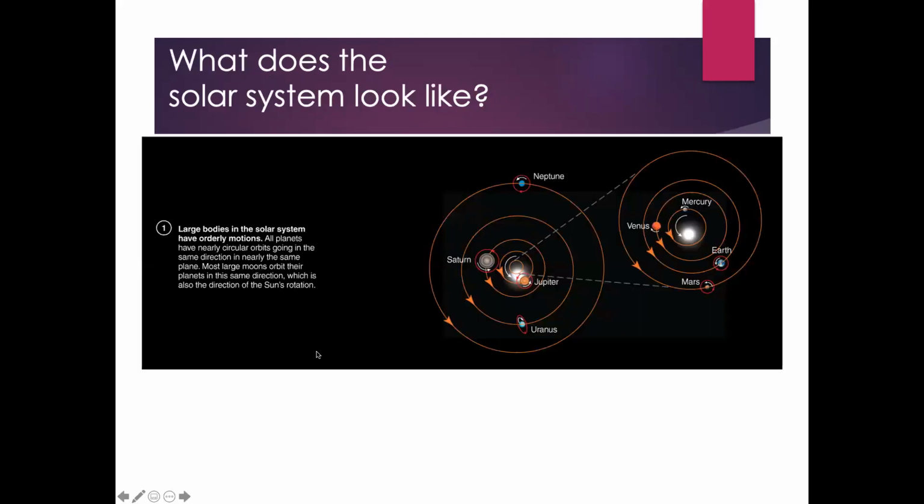Okay. So again, what exactly does our solar system look like? Well, we've got the inner planets orbiting in this smaller region around here. This is like the zoomed in version of what's going on. We got Mercury orbiting around the sun. We have Venus, Earth, Mars, Jupiter, Saturn, Uranus, and Neptune on the outside there.